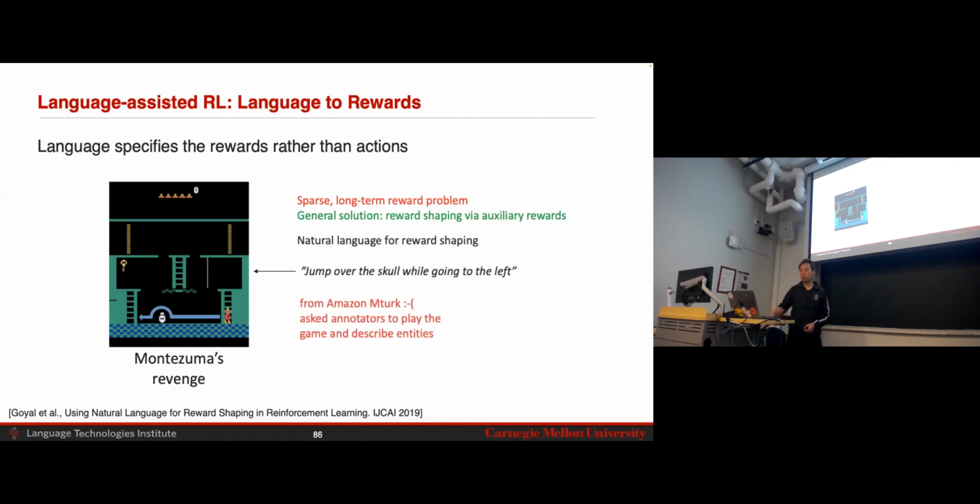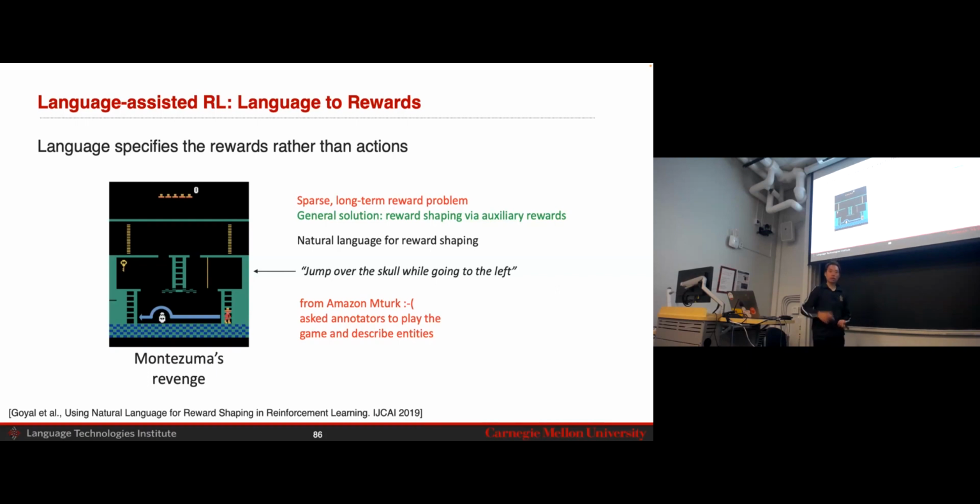Here's that example from Montezuma's Revenge in more detail. How exactly they got the language was from Amazon mTurk. So they asked annotators to play the game and describe the sub-steps that these annotators were taking. I believe they ran 2 experiments, because when annotators play the game, they can also record the exact state actions of the annotators playing the game.